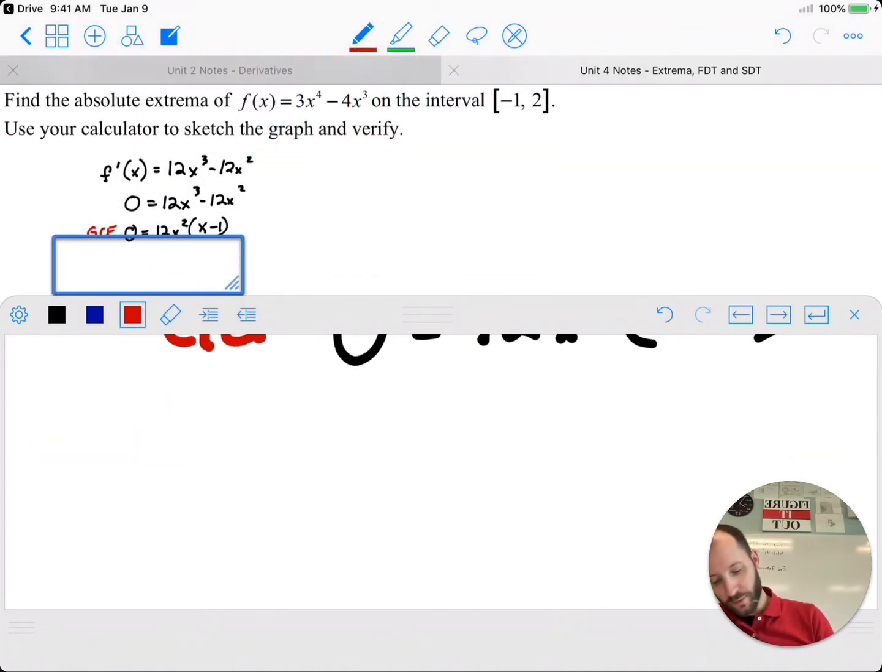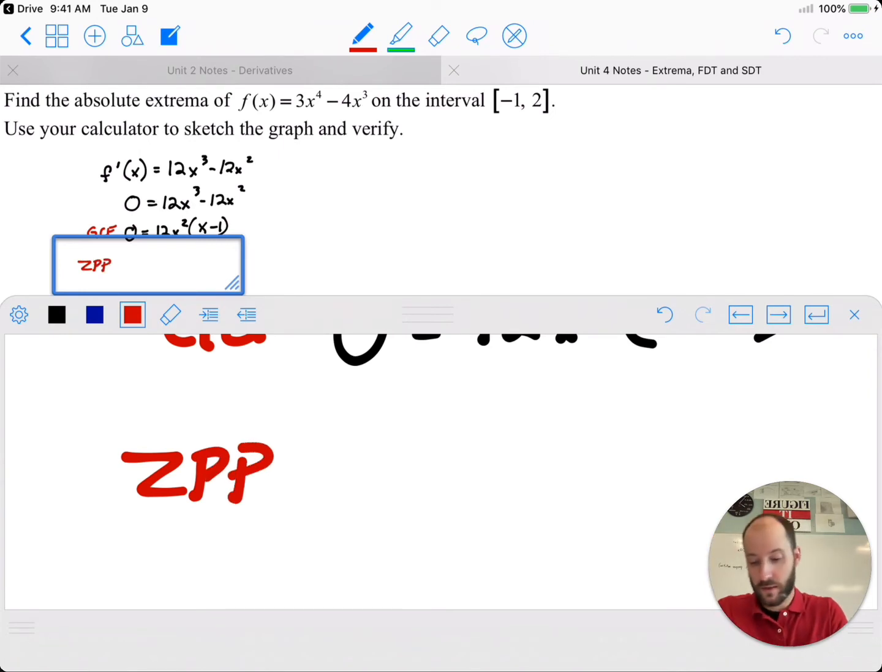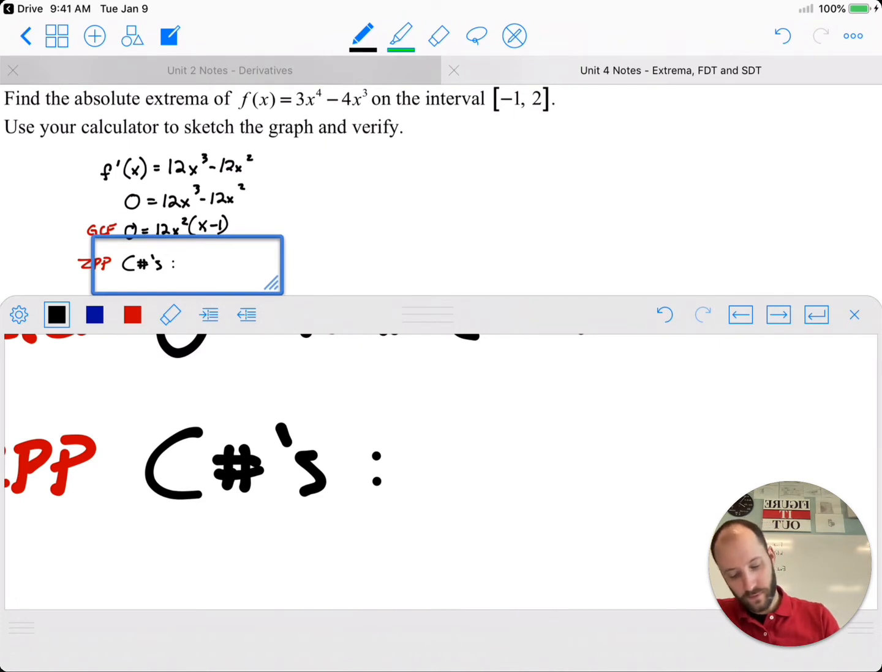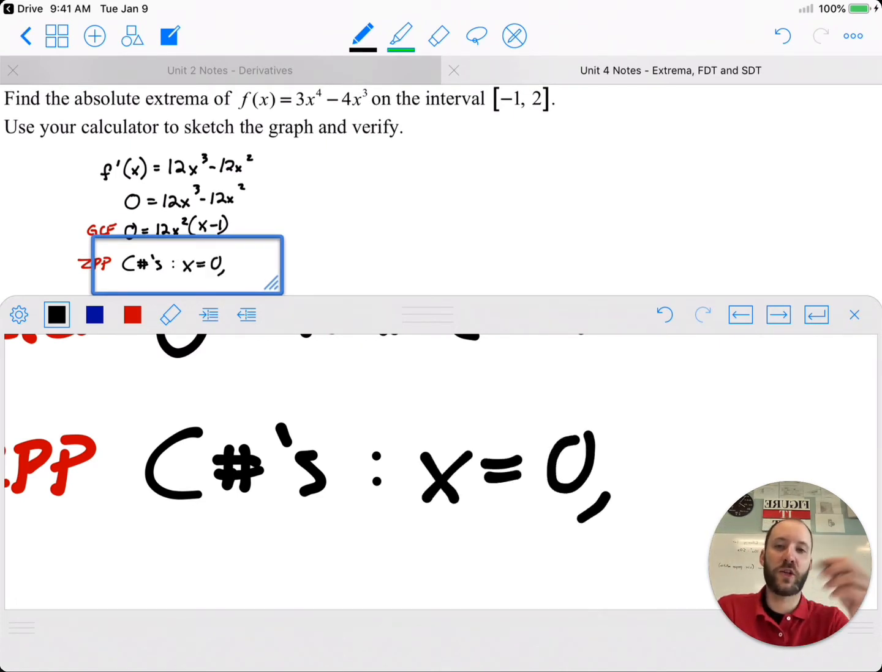And now some ZPP, zero product property. So that means 12x squared equals 0. Just do the simple algebra there. x is 0. Or x minus 1 equals 0. So do the algebra there, get 1. So those are our critical numbers.